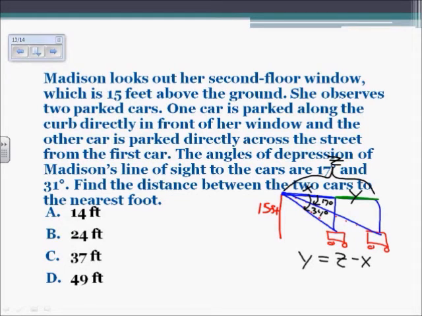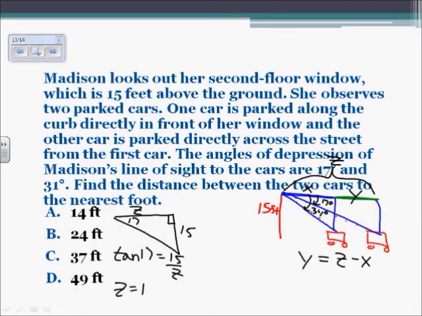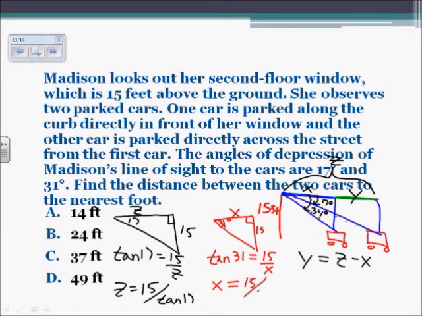So now let's define both z and x then. Taking a look at just the triangle with z, we have this setup, z, 17, and 15 feet above ground. Using trig here, the tangent of 17 is equal to 15 over z. Solving by multiplying by z on both sides and dividing by the tangent of 17, we're left with z is equal to 15 divided by the tangent of 17. Similar to that, if we take a look at the second triangle, we'll have 31 degrees and 15, and we're solving for x. We can state that the tangent of 31 is equal to 15 over x. Simplifying by multiplying both sides by x and dividing by tangent of 31, we're left with x is equal to 15 divided by the tangent of 31.